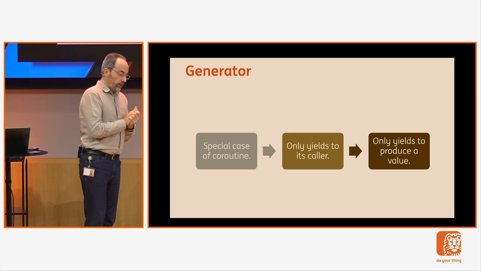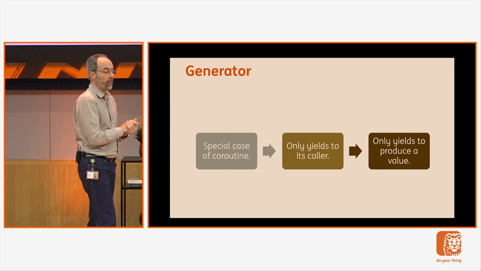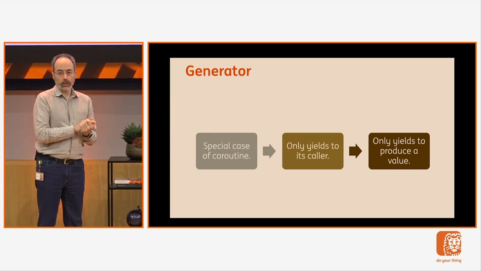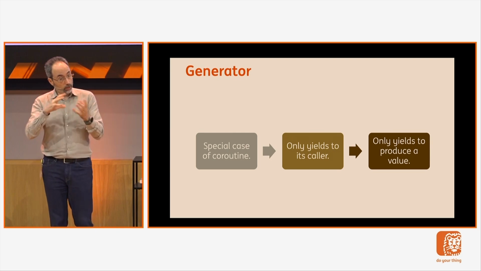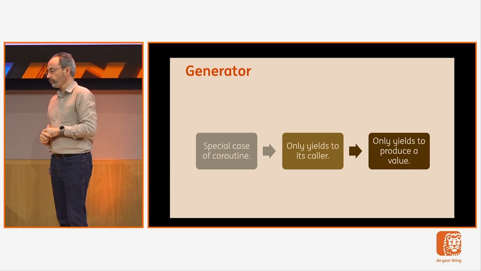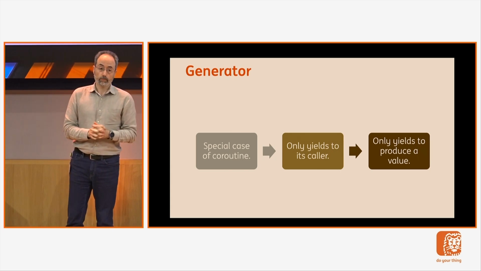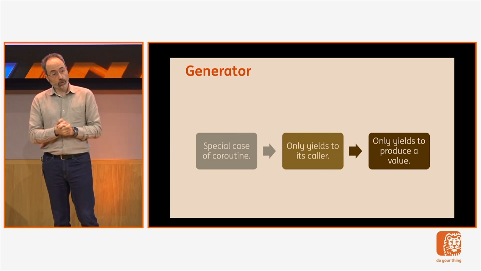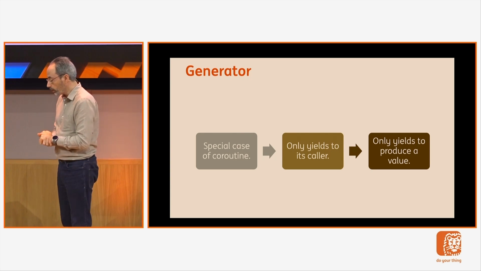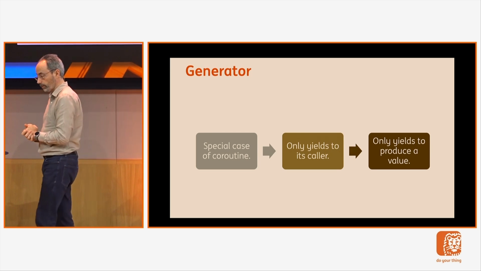There is a very useful pattern, which is the generator. Now, the generator is a coroutine. It's a special case. It has a couple of constraints. Unlike the other coroutines, it yields to no one else but its caller, and it will only yield to produce a value. That's why it's called a generator.